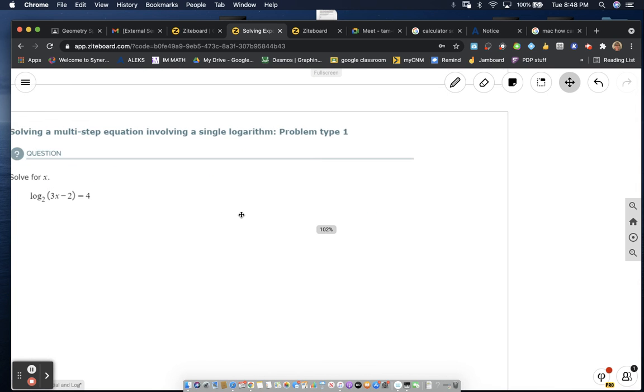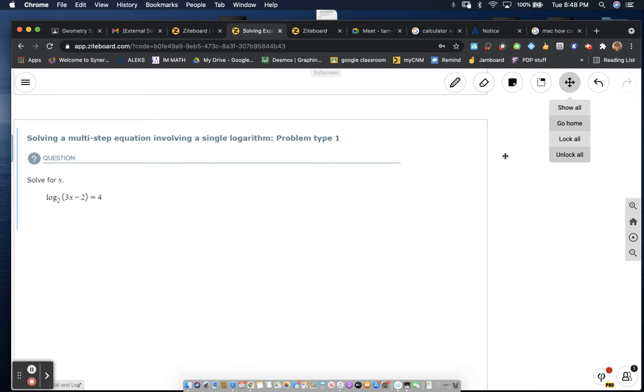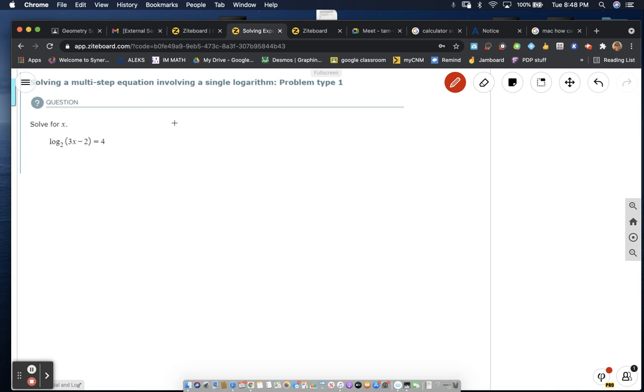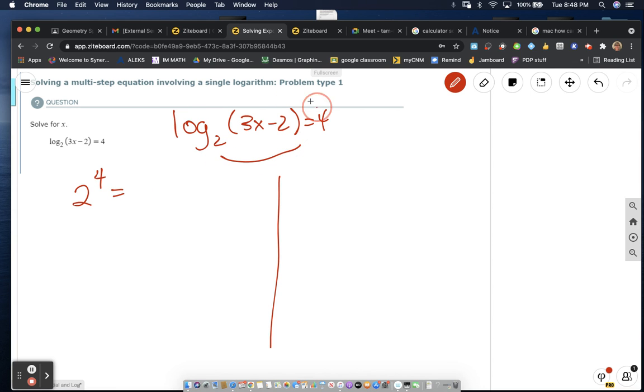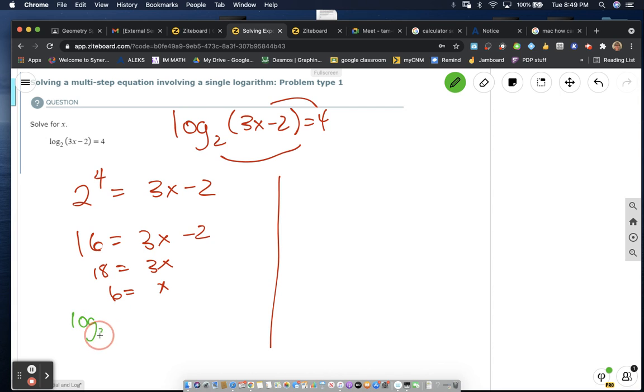All right, you guys, let me go ahead and enlarge this. Here we go. This is log 2 of 3x minus 2 equals 4. Same thing: change it to exponential form. 2 to the 4th equals 3x minus 2. 2 to the 4th is 16, equals 3x minus 2. 3x equals 18, so x is equal to 6. Plug it in to check: log 2 of 3 times 6 is 18 minus 2, which is log 2 of 16 equals 4. Is 2 to the 4th equal to 16? Yes.